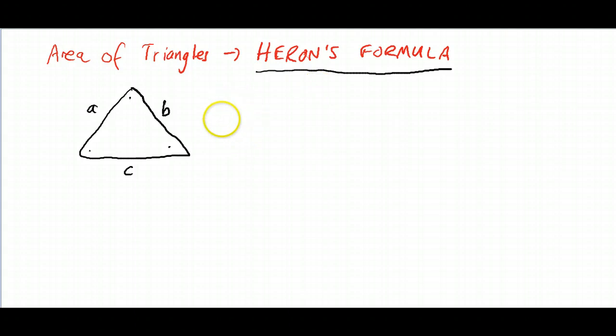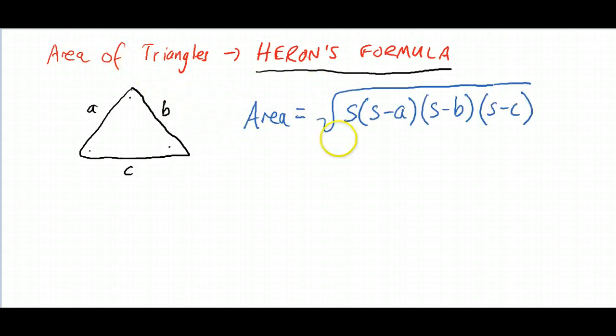It's a special formula. I'll write it out for you. Okay, here's Heron's formula. It's the square root of this value s, which we'll look at in a second, times s minus a, times s minus b, times s minus c. So all we've got to know is these four values, s, a, b, and c. A, b, and c will be the side lengths, and s, well, what's s? Let's look at what s is.